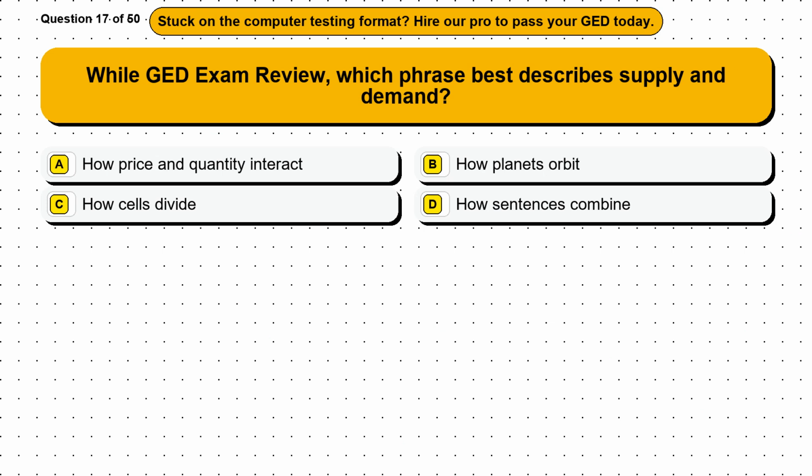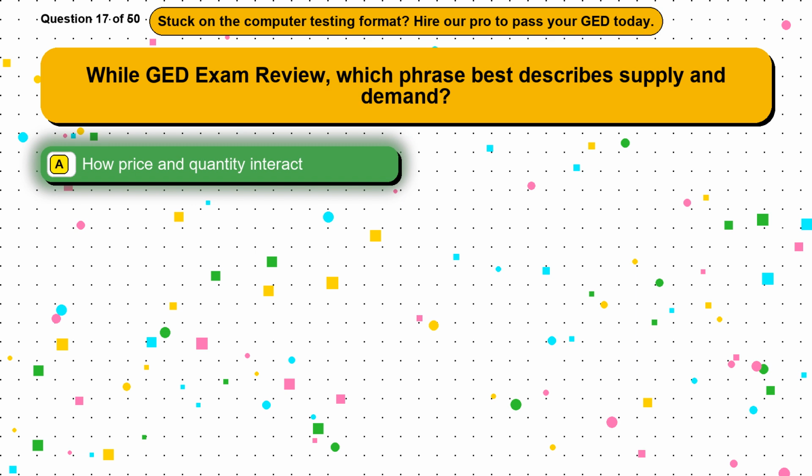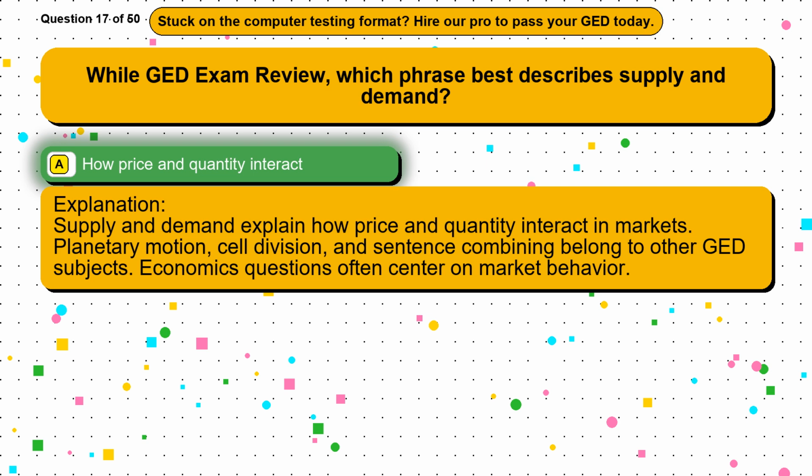Question 17. While GED exam review, which phrase best describes supply and demand? Option A. How price and quantity interact. Option B. How planets orbit. Option C. How cells divide. Option D. How sentences combine. The correct answer is option A. How price and quantity interact. Supply and demand explain how price and quantity interact in markets. Planetary motion, cell division, and sentence combining belong to other GED subjects. Economics questions often center on market behavior.